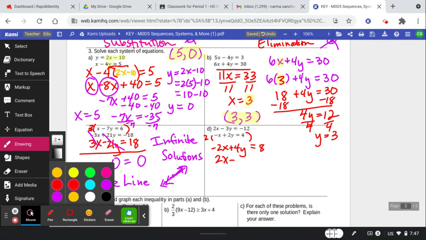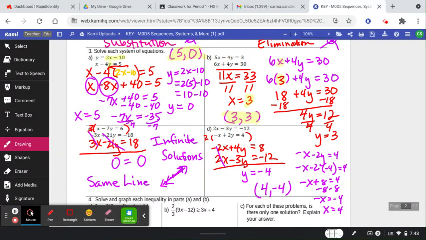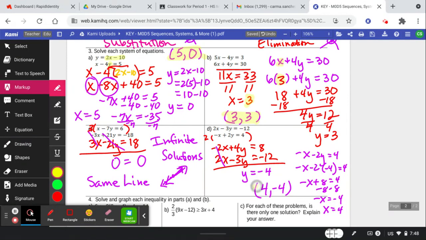Now I'm writing the original other equation, and now we can see that we do have something to eliminate. So 4 minus 3 is 1y equals negative 4. And then I plug this back into either equation to see what I get for the other variable. All right, so x is 4, y is negative 4. This is another two lines that touch in one place at 4, negative 4. How'd you do?